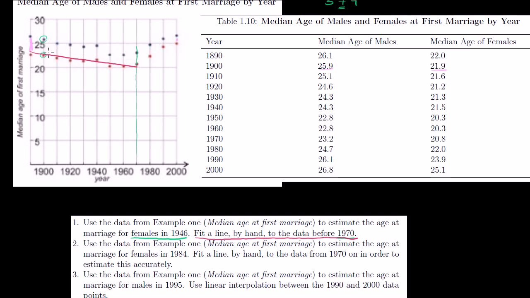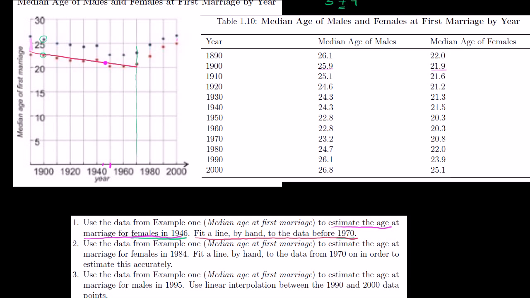This is the data before 1970. If we assume that this is a good linear model for that data, we can use it to estimate the age at marriage for females in 1946. 1946 is, see, this is 1950. 1945 would be right over here. So 1946 would be right over there.